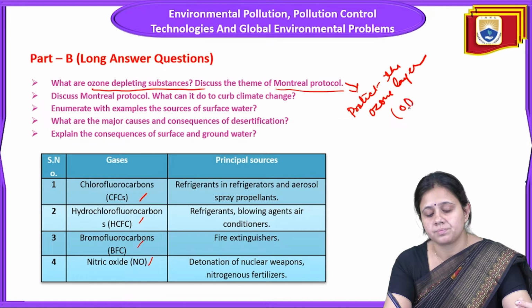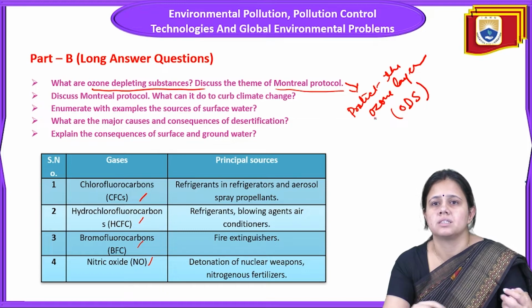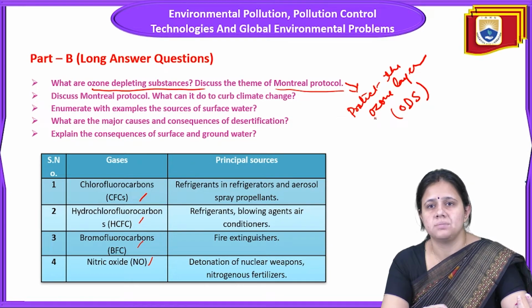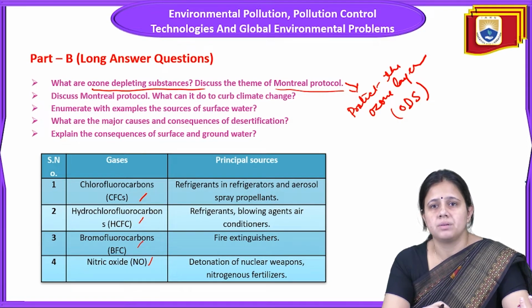ODS, ozone depleting substances, and their sources: CFC is generated from refrigerators and aerosol spray propellant, and hydrofluorocarbon is also generated from refrigerants and blowing agents, air conditioners. Bromofluorocarbon is generated from fire extinguishers. Nitric oxide is generated from the detonation of nuclear weapons and nitrogenous fertilizer.